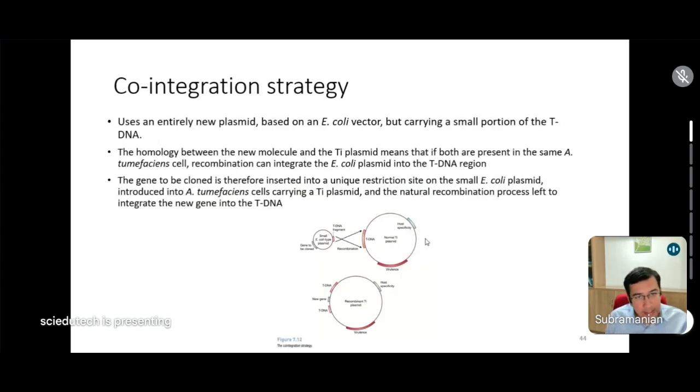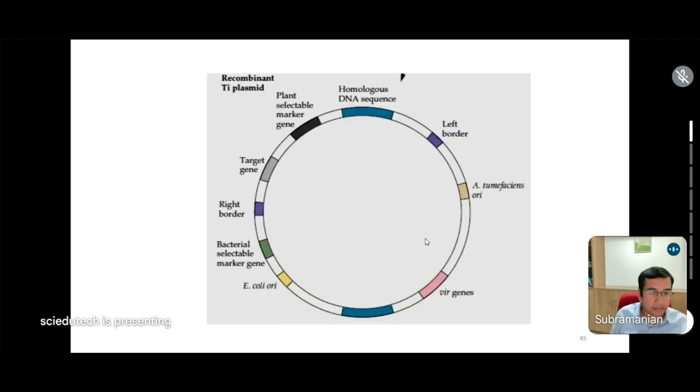In the co-integration strategy, it uses an entirely new plasmid which is based on an E. coli vector, but that E. coli vector carries a small portion of the tDNA. So homology between the new molecule and the TI plasmid means that if both are present in the same agrobacterium cell, recombination can integrate the E. coli plasmid into the tDNA region. So again, in the co-integration strategy, you have a plasmid which can be replicated in E. coli, but that also carries the tDNA. Right? So next slide, please.